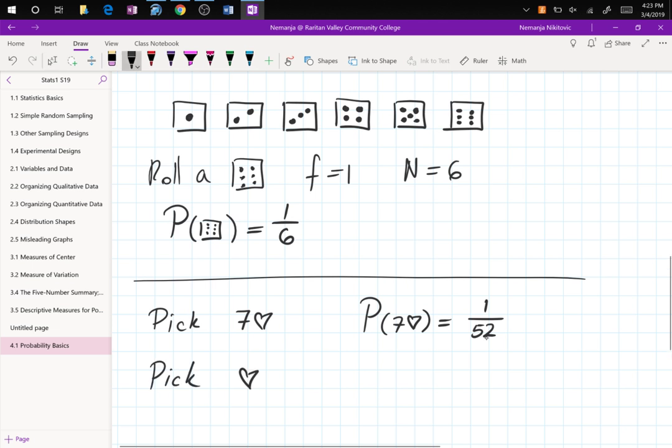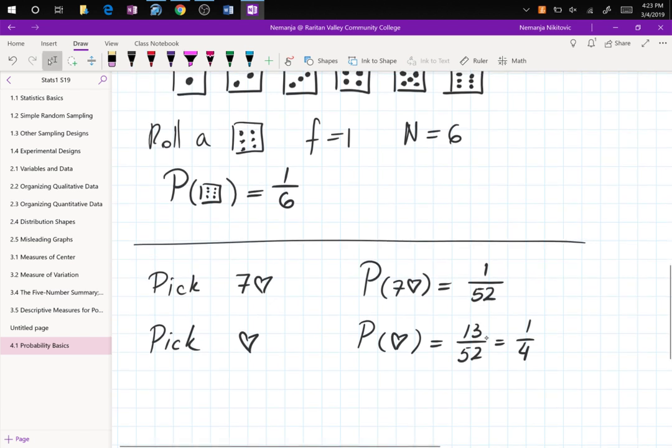To pick a heart, well, that's going to be 13 out of 52, which is exactly a quarter of a deck. The deck has 52 cards, has 4 suits, and one of those 4 suits is the hearts. So there are exactly 13 cards that have hearts: Ace, number 2, number 3, number 4, number 5, going all the way through 10, and then Jack, Queen, and King. So there are 13 cards that have hearts on it, and the rest of the cards do not have heart on it.